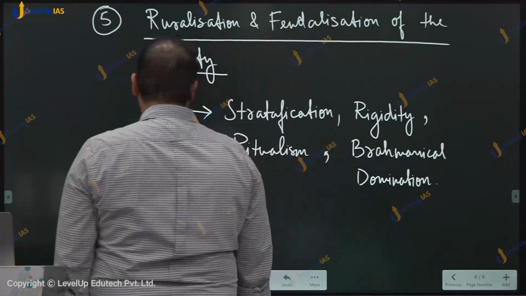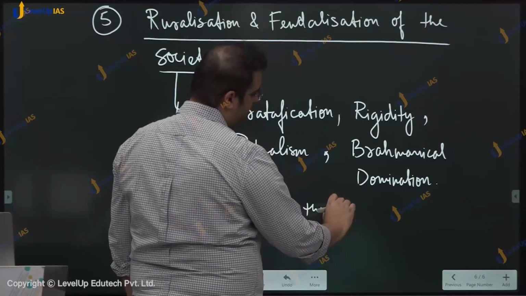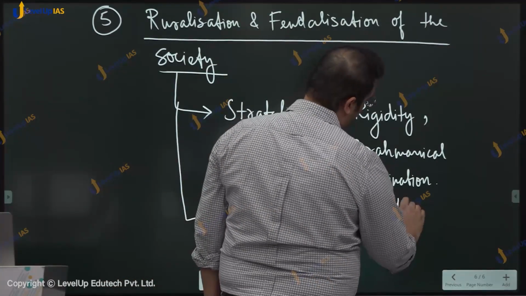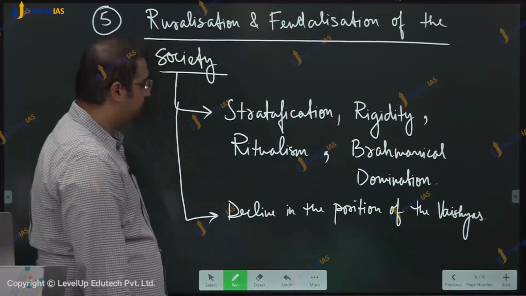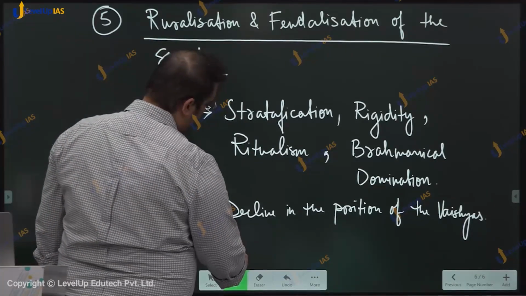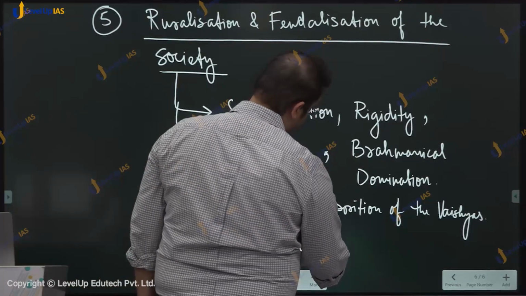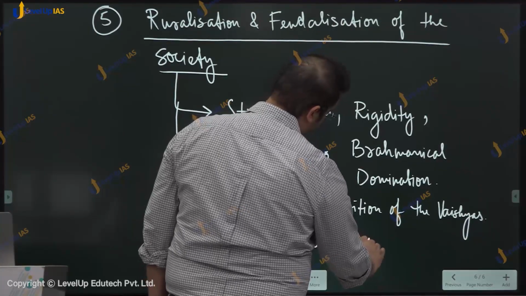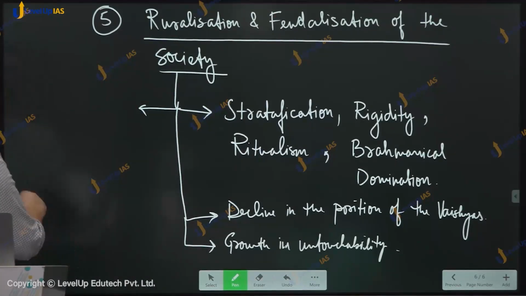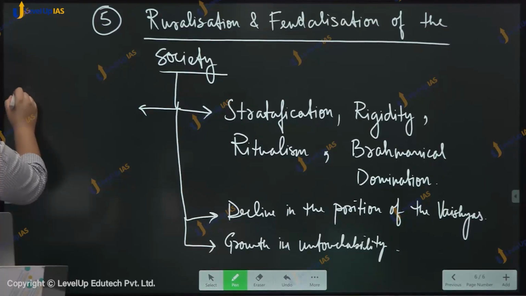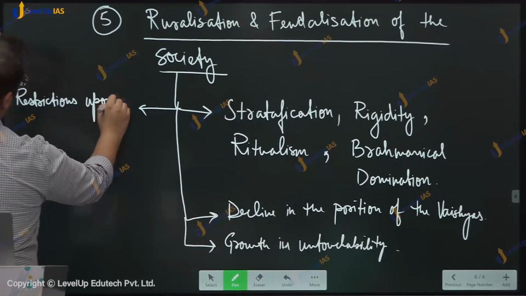There was a sharp decline in the position of the Vaishyas, marked growth in untouchability, and rising restrictions upon women.